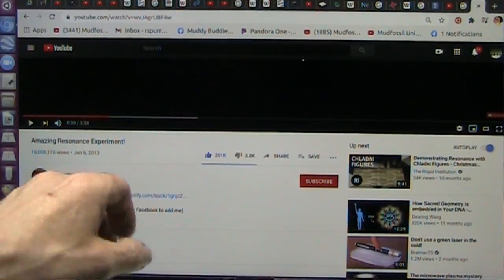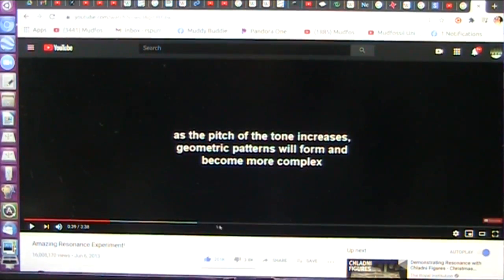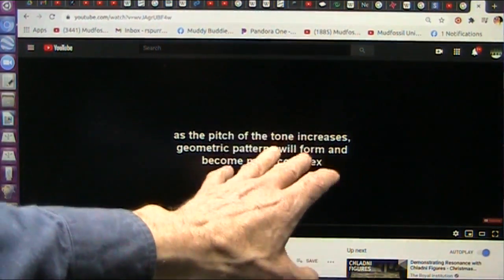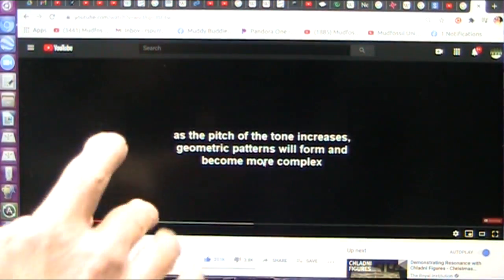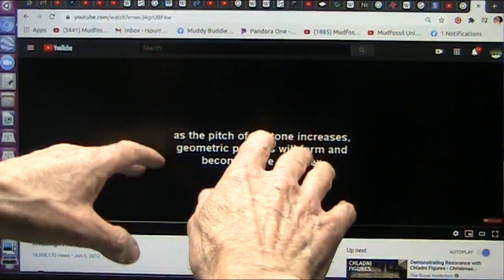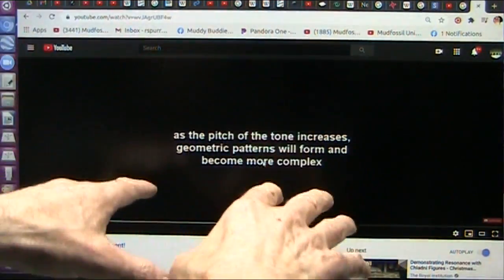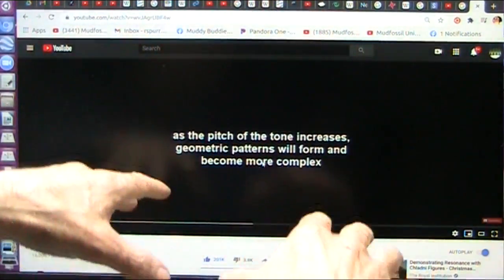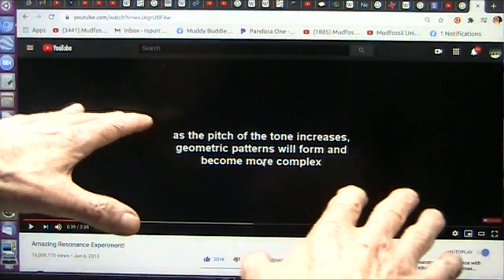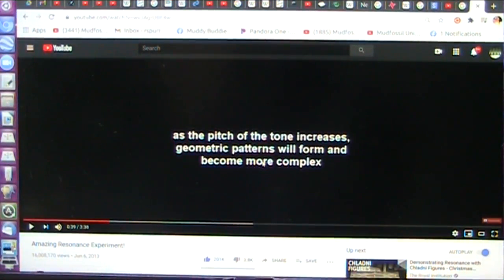Okay, this is one of my favorite people's, Brus Pup. They got 16 million hits on this, about, I think maybe 12 million are mine. Now, as the pitch of the tone increases, we are going to see geometric patterns form and become more complex. I am saying that the salt they're putting on there is nothing more than electrons. And the electrons are being vibrated in the resonance frequency that forces them into a certain pattern. If we can induce a resonance frequency into that white plasma that I showed, who knows, maybe it could come out like it's coming out here. Watch.